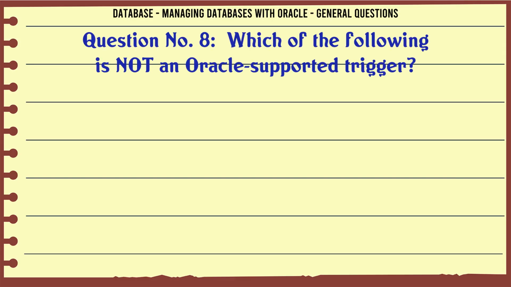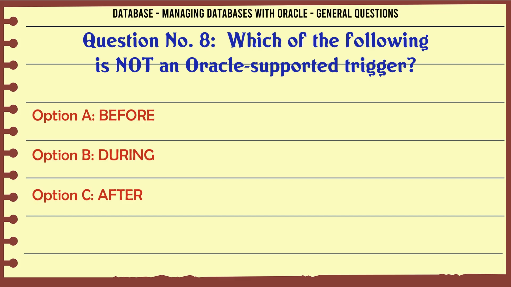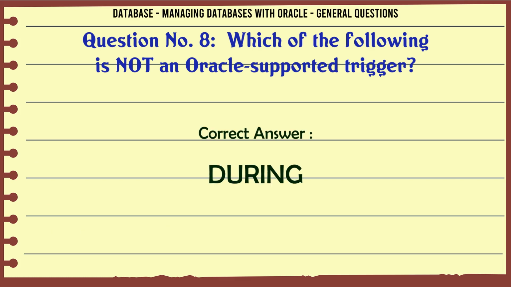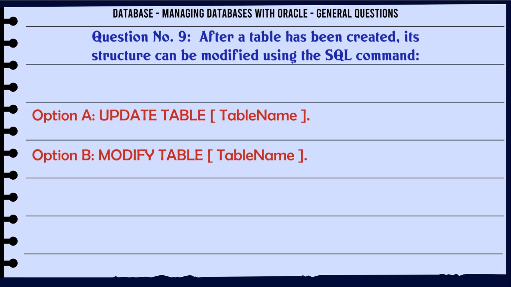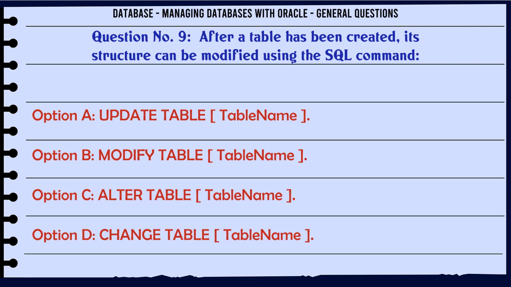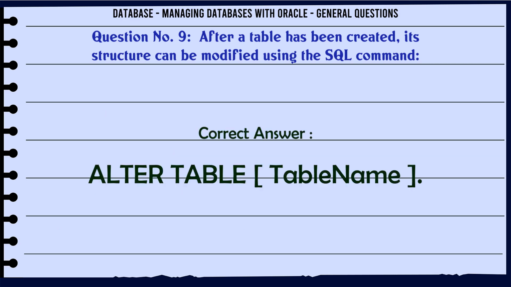Which of the following is not an Oracle supported trigger? A. Before. B. During. C. After. D. Instead of. The correct answer is during. After a table has been created, its structure can be modified using the SQL command: A. Update table name. B. Modify table name. C. Alter table name. D. Change table name. The correct answer is alter table name.